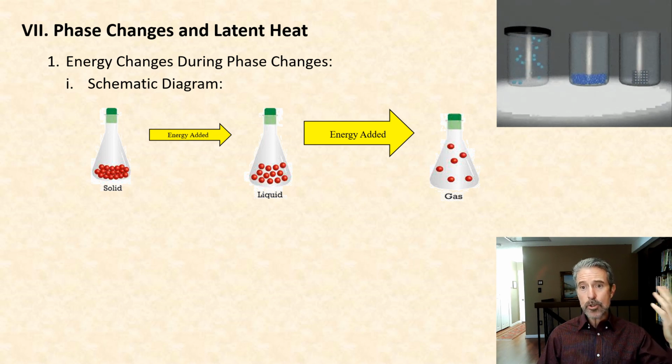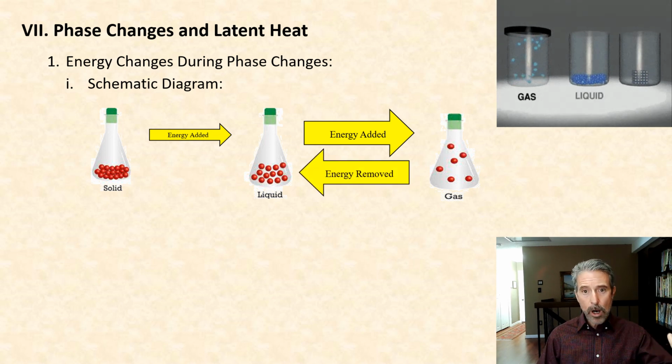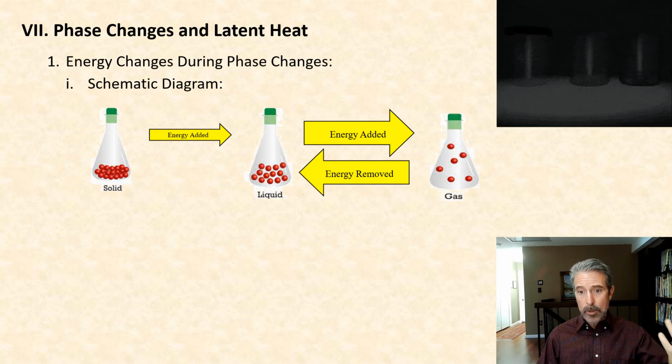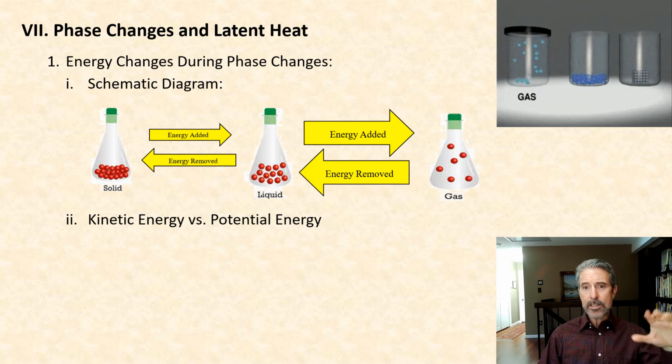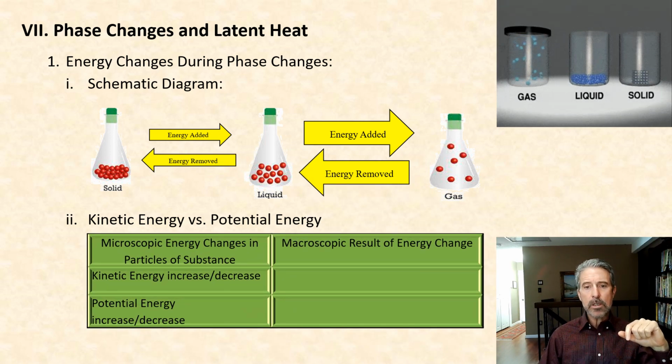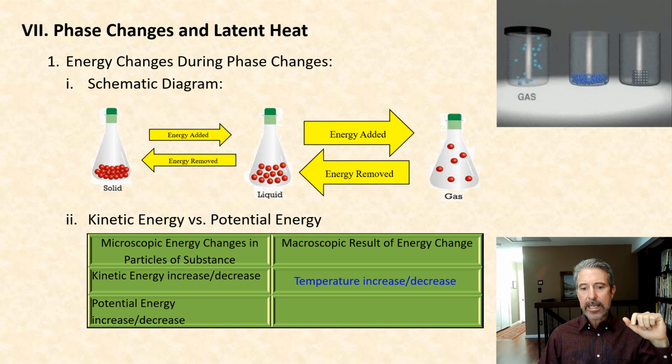When a gas turns into a liquid, energy has to be released from the matter. And similarly, when a liquid turns back into a solid, energy has to be removed from the liquid and released into the environment. So it's important to realize that energy can come in the form of either kinetic energy or potential energy. When particles of matter experience a change in kinetic energy on the microscopic level, this corresponds to a change in temperature on the macroscopic level.